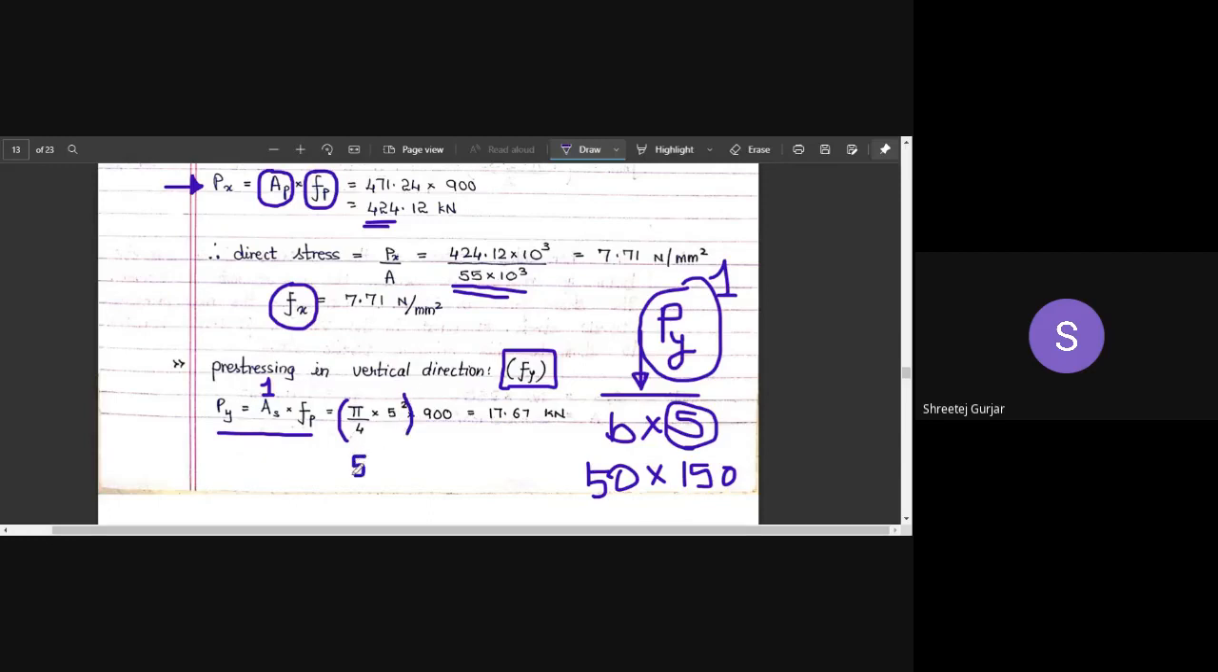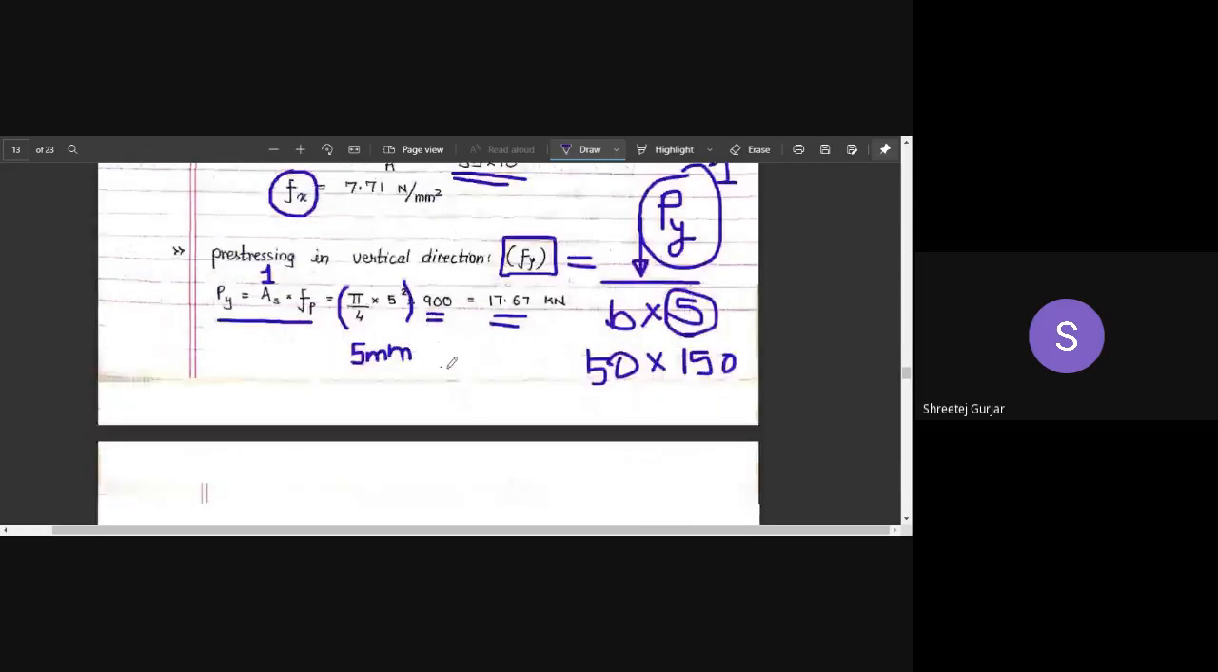5 mm dia, they have mentioned 5 mm, meaning pi by 4 into 5 square into fp, that is 900, which is also given. So we can calculate Py. Once you calculate Py, you can calculate Fy by this formula. Fy can be calculated. Now we will substitute all these values.